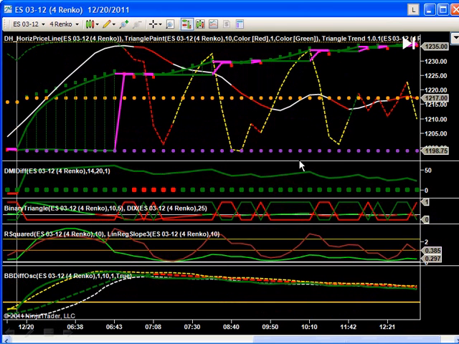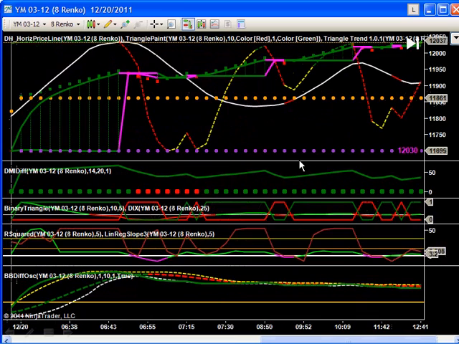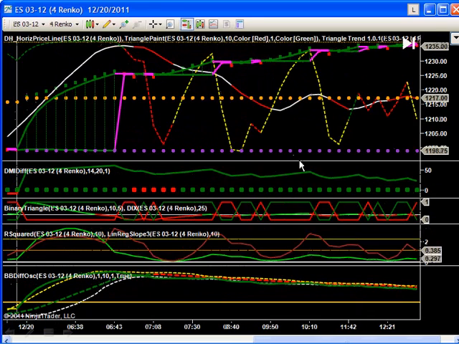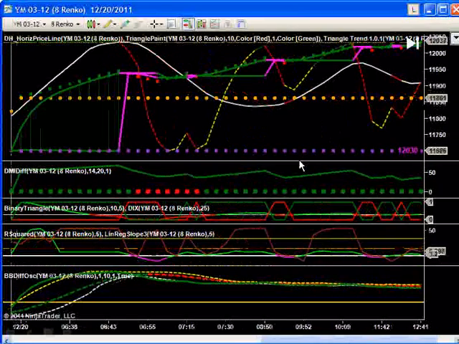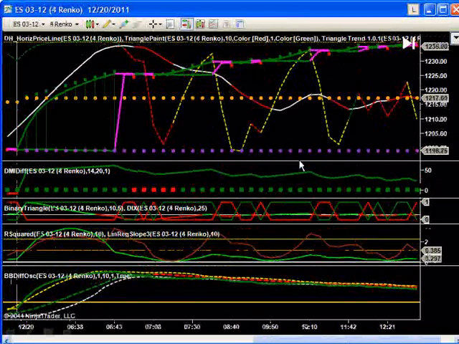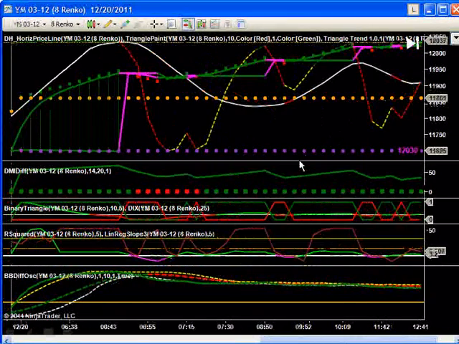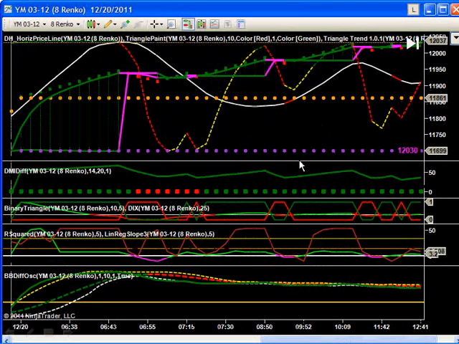Now, on another day, here's the ES 4 Renko, and here's the YM 8 Renko. You can see there is just almost no difference between the two. So if you're trading the YM, which is right here, the bars move too fast to trade 4 Renko. So you would be left with the choice of trading 8 Renko on the YM or going back and just trading 4 Renko on the ES.